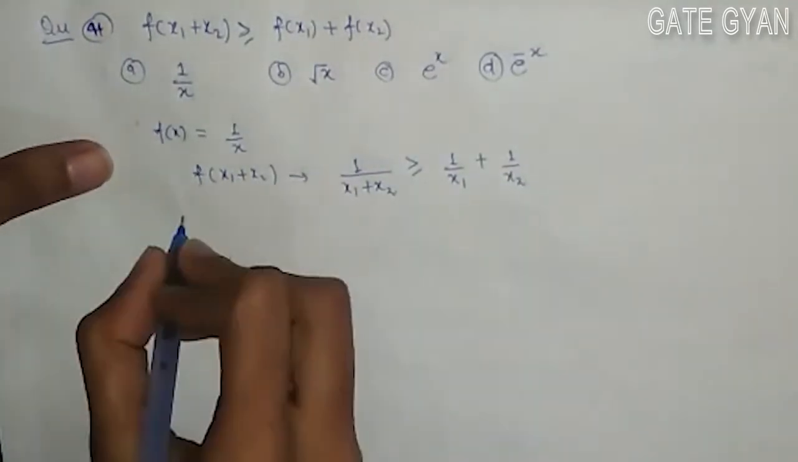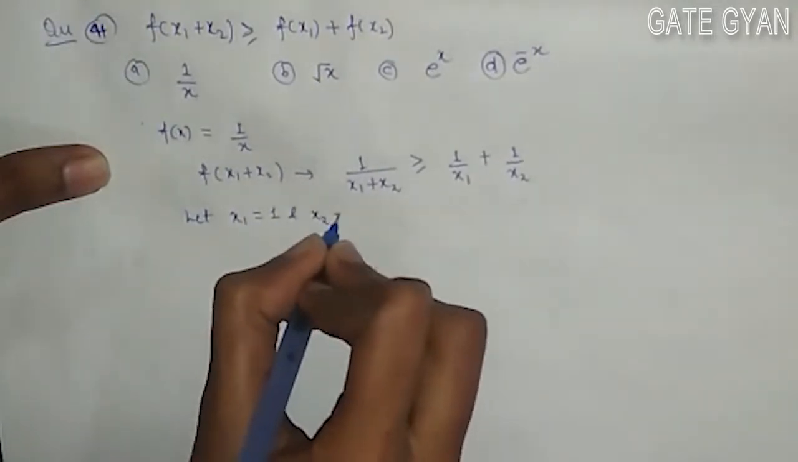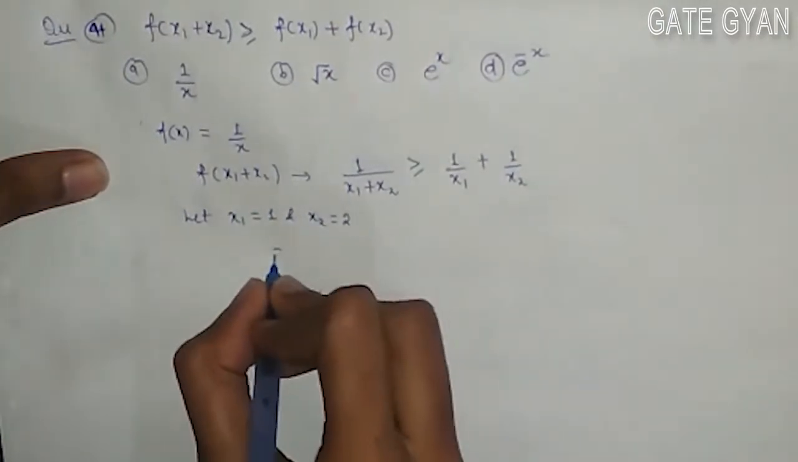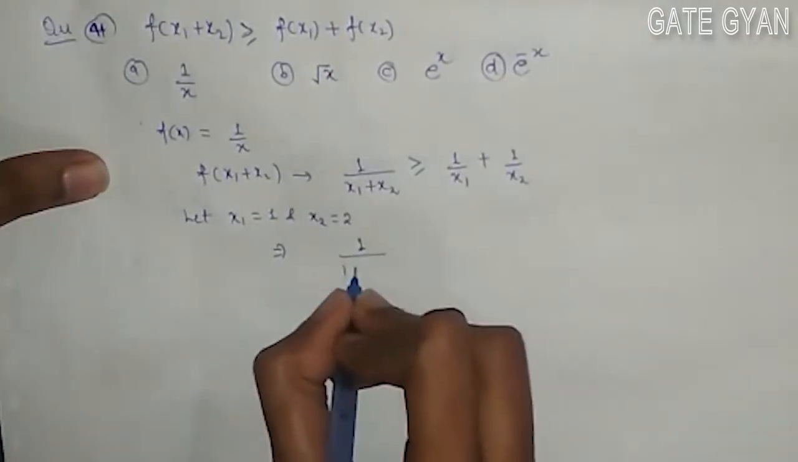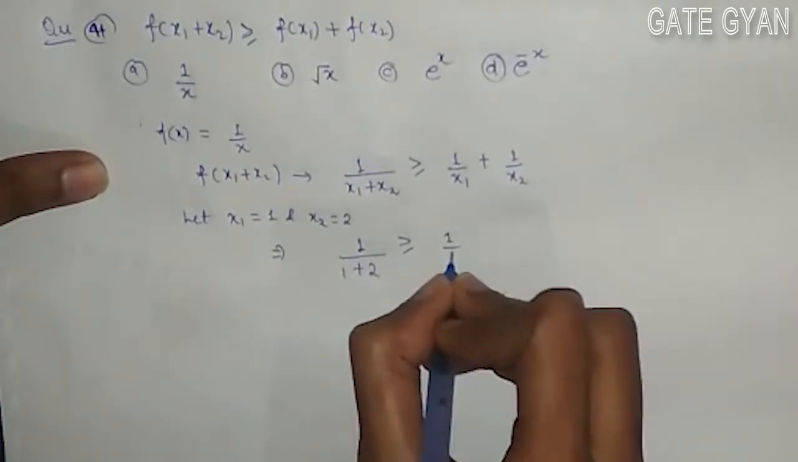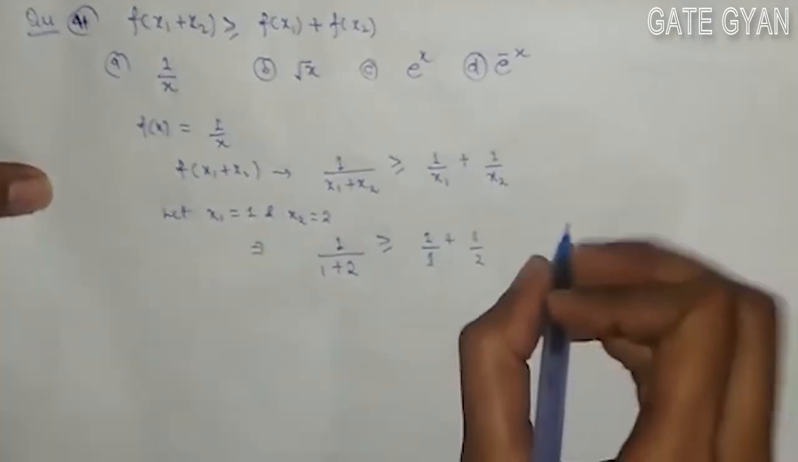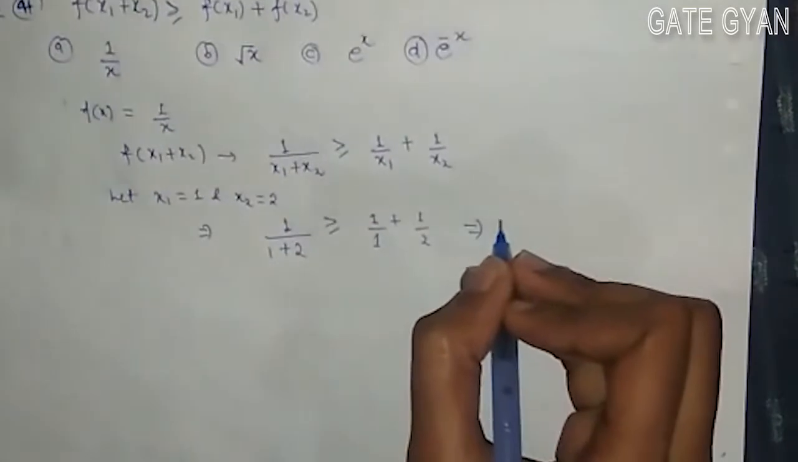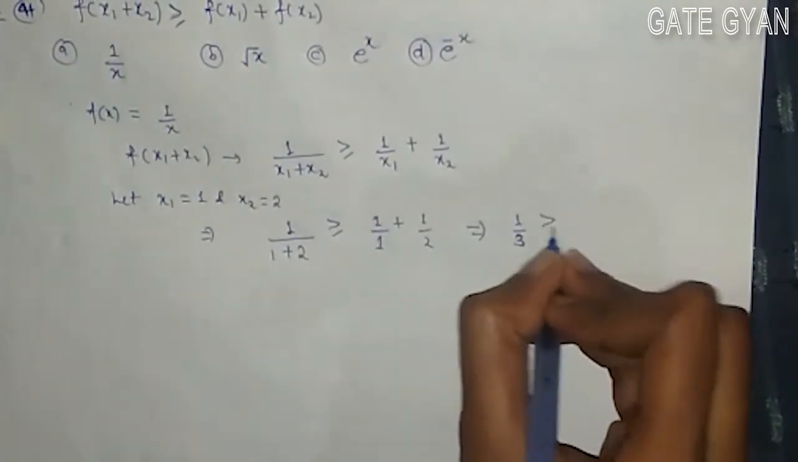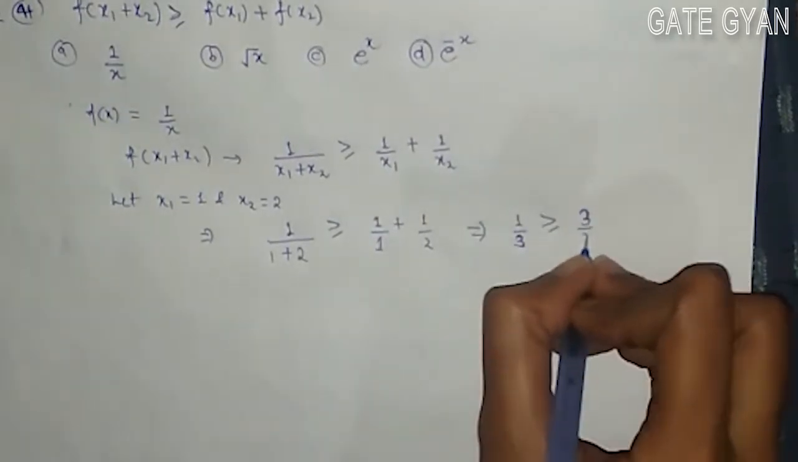Now let x1 equal to 1 and x2 equal to 2. So in the first condition, this is going to look like 1 upon 1 plus 2. This must be greater than or equal to 1 upon 1 plus 1 upon 2. So here we can see that this is going to be 1 by 3 must be greater than or equal to 1 plus 1 by 2, that is 3 by 2.